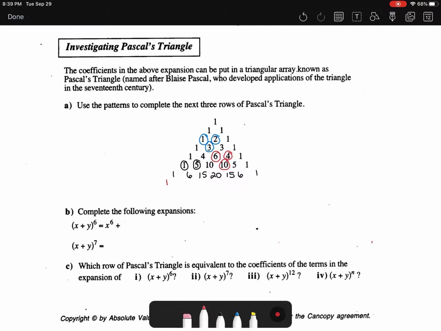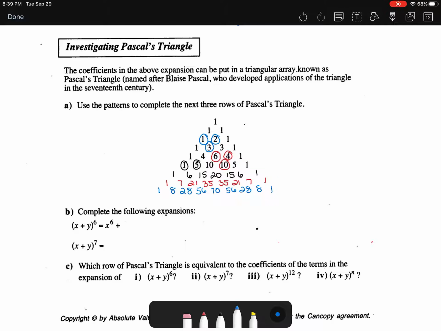Okay, the next row, 1 and 1 on the outside, and then 7, 21, 35, 35, 21, 7 and 1, and then finally at the bottom here, okay, 1, and then we'll just go across: 8, 28, 56, 70, 56, 28, 8, and 1. Okay, so you have completed, along with me, the next 3 rows in that triangle.